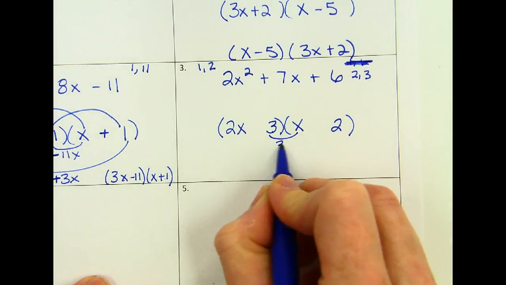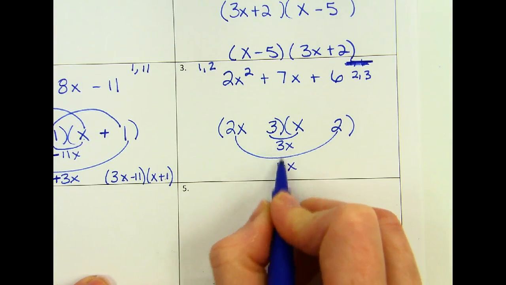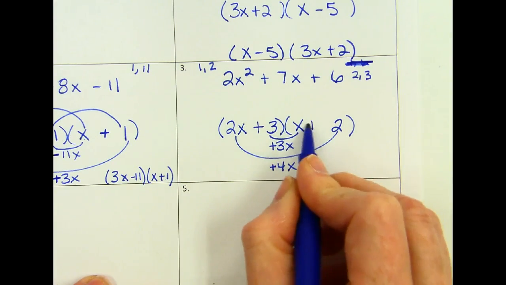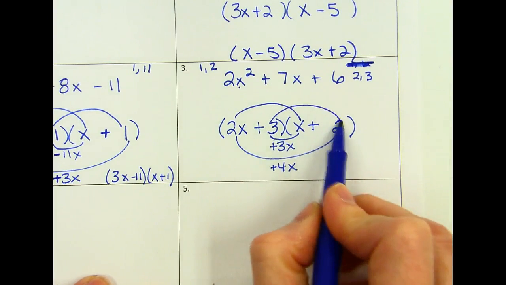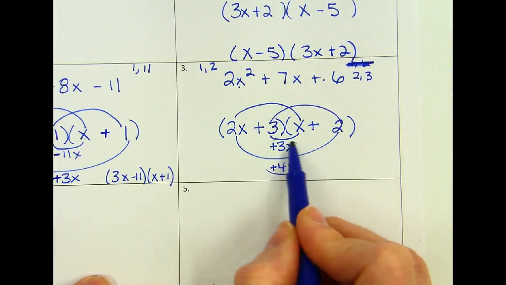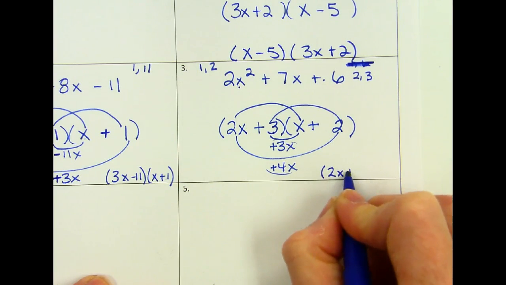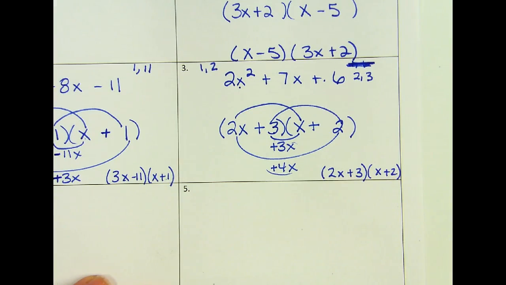And I do believe this is 3x. This one is 4x. I need a 7. Everything's positive, so everything will stay positive. So here, 2x squared. Here is a positive 6, and here will be a 7x. So the correct way to factor this one is 2x plus 3 and x plus 2.